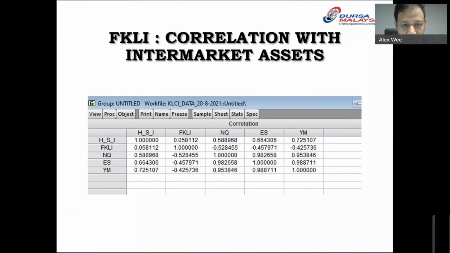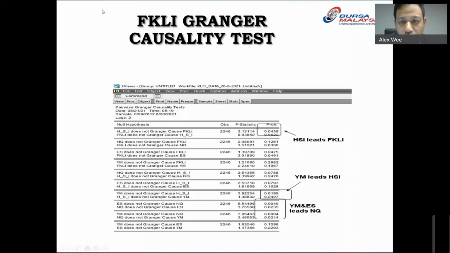Correlated intermarket. You can see from here, if you talk about FKLI, somehow NASDAQ is very highly correlated to it negatively. ES is negative, and YM is also negative. HSI doesn't seem to have very strong correlation or co-integration. Correlation here is correlation with FKLI. HSI has less. That's the result here, and from here you move on.